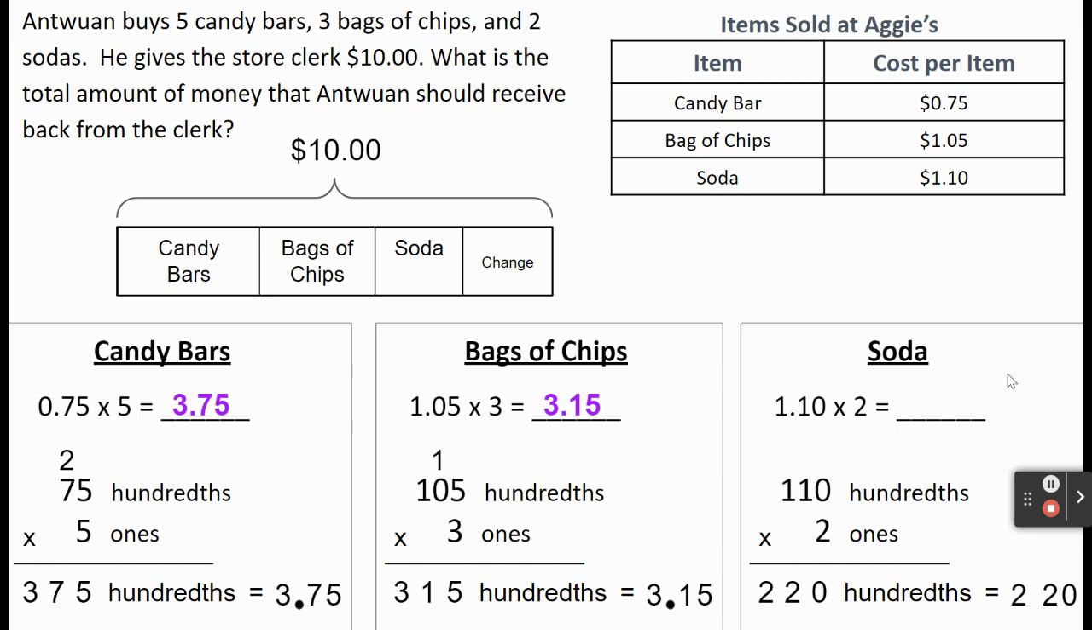The decimal point is going to go between the 2 and the 2, since it goes between the ones and the tenths place. So Antoine spent $2.20 on sodas. So now we found out how much money he's spending on each of these items.